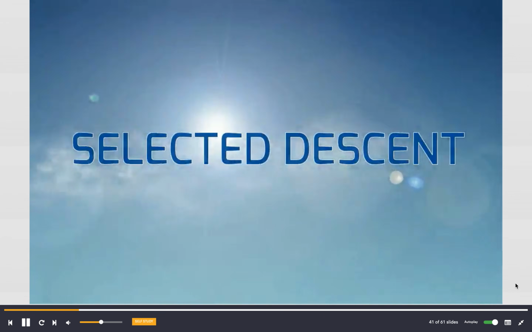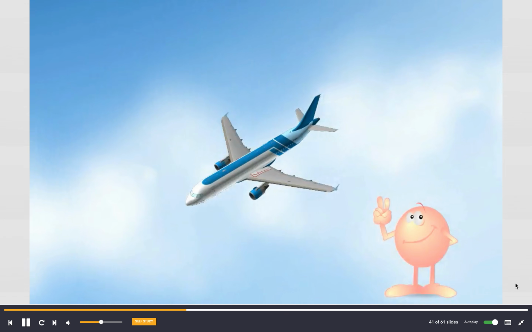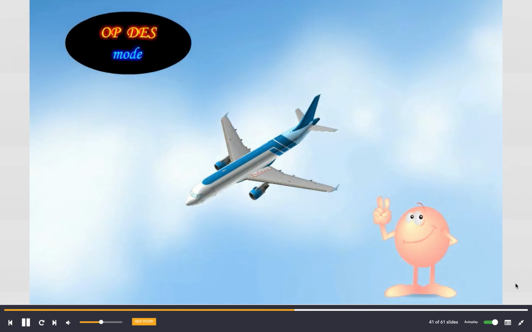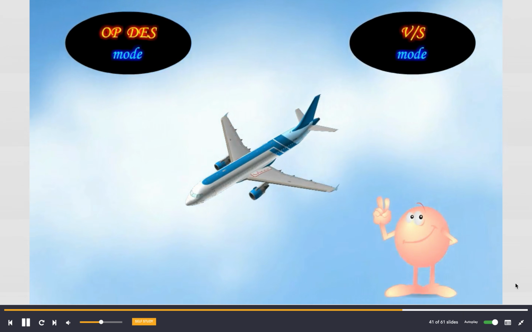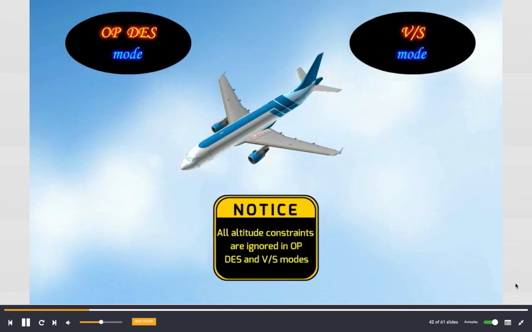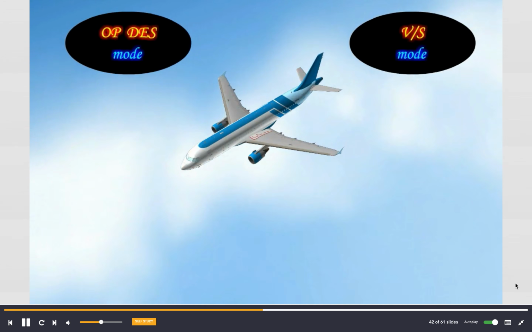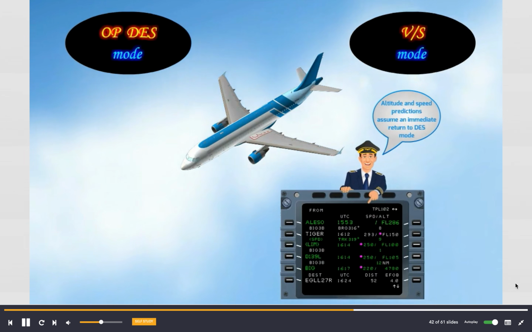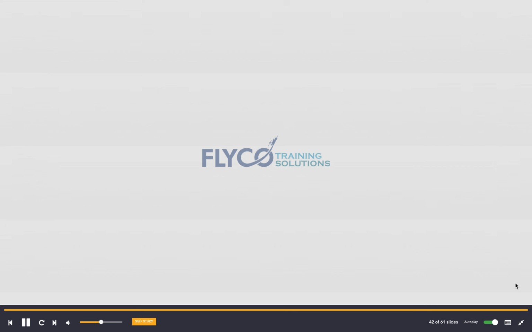Selected descent. There are two modes for flying a selected descent: open descent and vertical speed, which are used for pilot tactical interventions. Altitude constraints are ignored in these modes. Altitude and speed predictions displayed on the flight plan page assume an immediate return to managed descent mode.